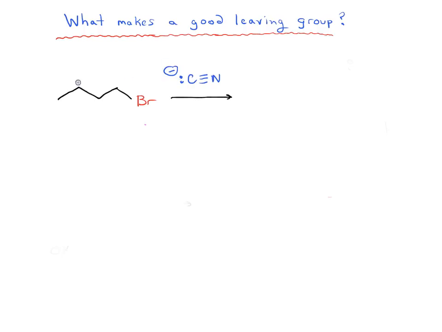And when we're treating our alkyl halide with some kind of nucleophile, we're getting a new nucleophilic substitution product. So in this case, we're treating with the cyanide ion, and we're getting a new substitution product, and we're kicking off one equivalent of our bromide ion. This is our leaving group.